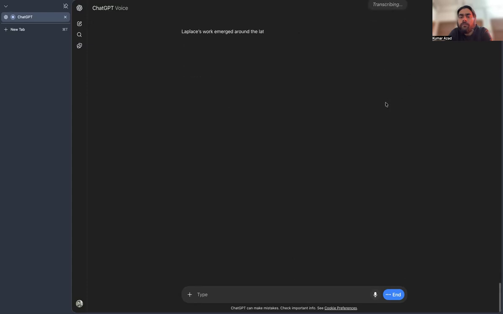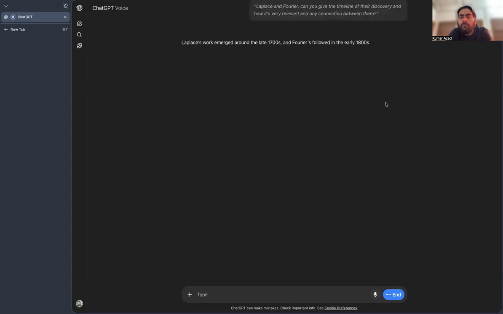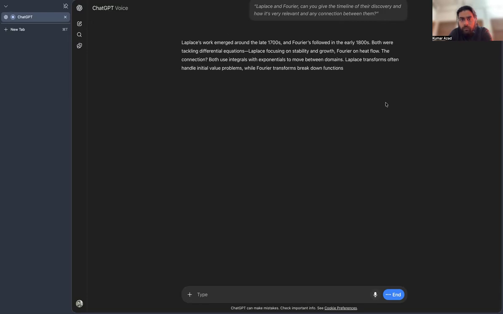Laplace's work emerged around the late 1700s, and Fourier's followed in the early 1800s. Both were tackling differential equations, Laplace focusing on stability and growth, Fourier on heat flow. The connection? Both use integrals with exponentials to move between domains. Laplace transforms often handle initial value problems, while Fourier transforms break down functions into pure frequencies. So they're related tools, both letting us simplify problems by shifting perspectives.